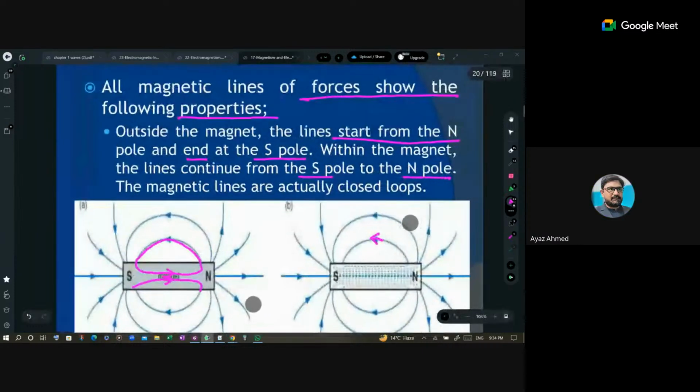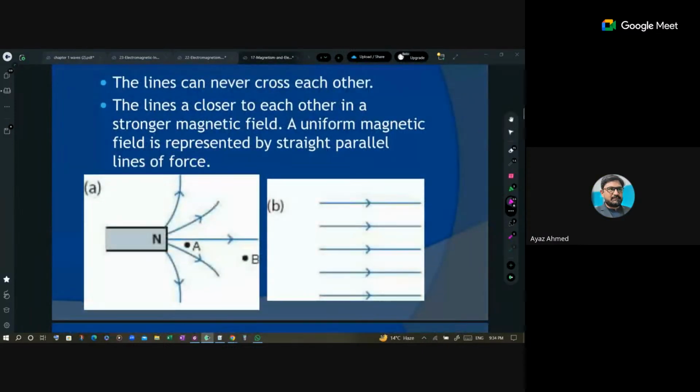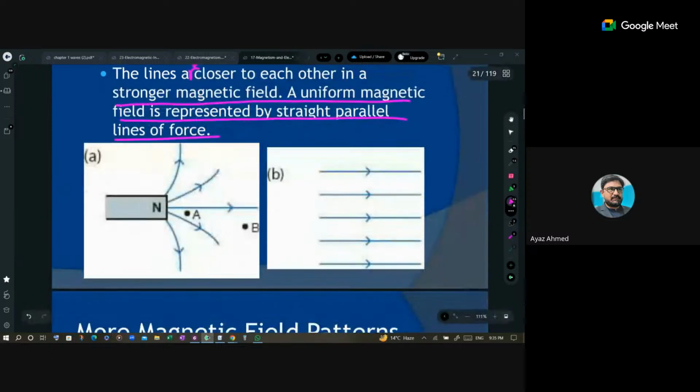Okay. The next property is that the lines can never cross each other. When the lines are closer to each other, it means the magnetic field is stronger. But when the lines are separated from each other, the magnetic field is weaker. So here at A, strong field, at B, weak field, and at C, uniform field. So remember this.